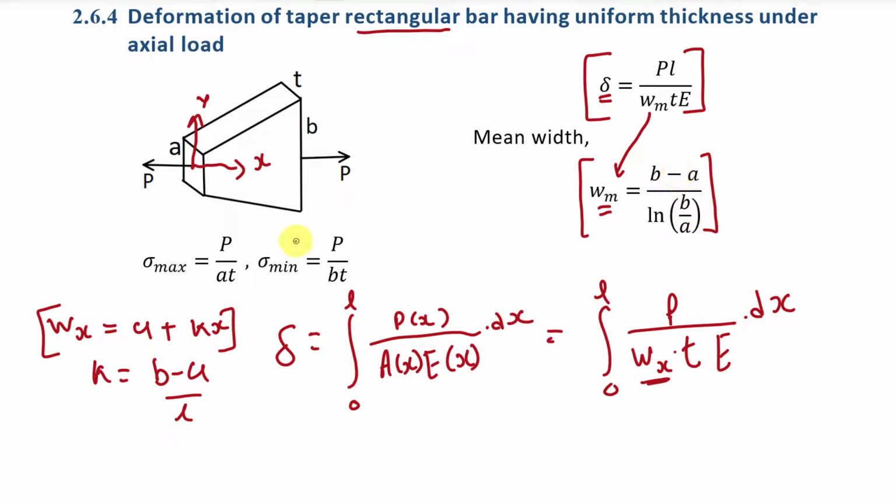Okay? And here what will be the value of maximum stress and minimum stress? For maximum stress it will be load divided by minimum area, that is area of this cross section A into T. And what is minimum stress? Minimum stress is load divided by maximum area, that is area of this surface. It will be T into B. So here it is B into T. So I hope it is clear to you.